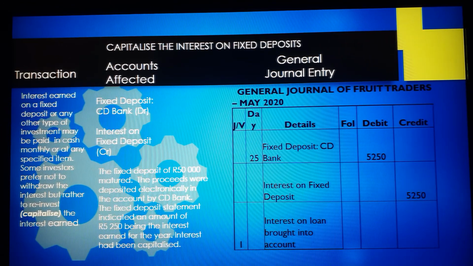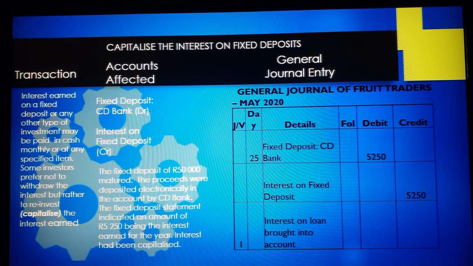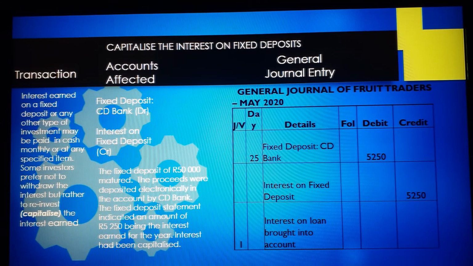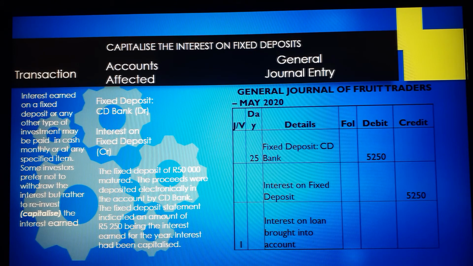On the other hand, you could also earn interest on a fixed deposit. And again, the proceeds of what we have earned on the fixed deposit, we might opt to add it back to the capital amount. So in this case, the interest is reinvested rather than us receiving the money into our bank account. So we would debit our fixed deposit account because that is our asset and our asset is increasing with the interest that we earn.